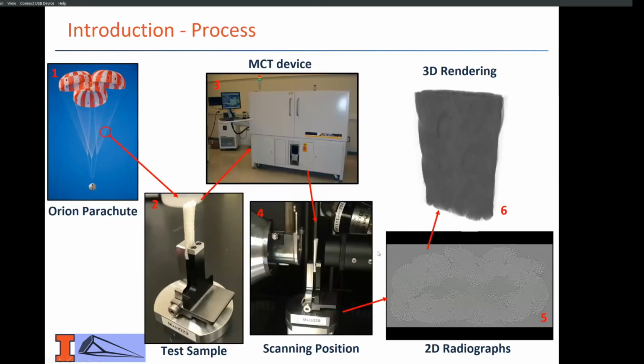And here's an overview of the process of taking a CT image. Let's say that we wanted to study the actual parachute cord on the Orion mission. We would cut off a small sample of that and put it in our little test holder. We would put it in box 3, the micro CT device shown here, which is a lab-based system. It sits between our source and detector, shown on the left and the right respectively. The result of the micro CT will be a series of 2D radiographs, which will be stacked on top of one another to form our 3D image of this microstructure.